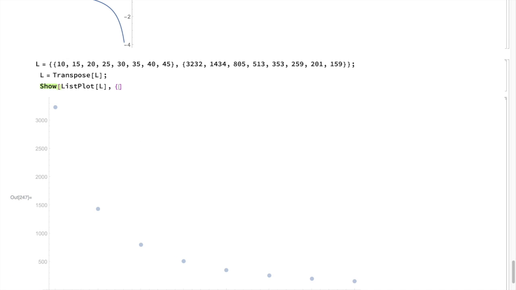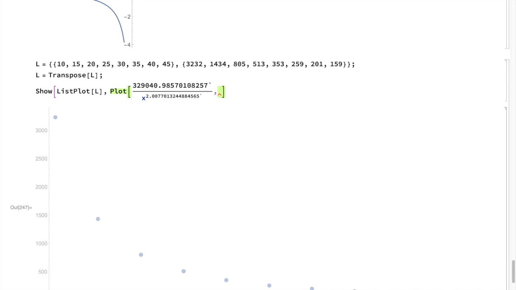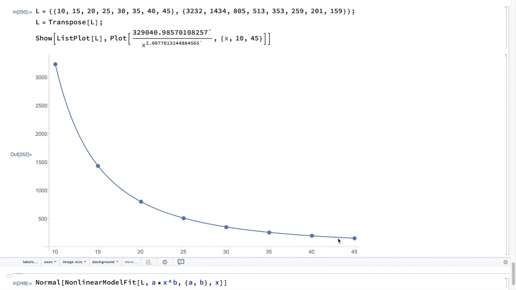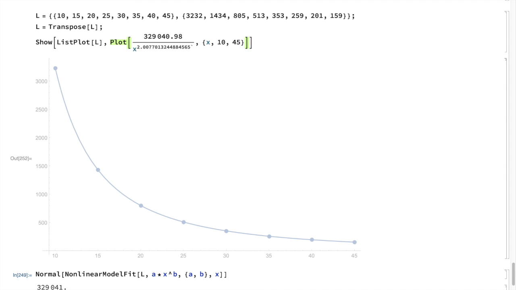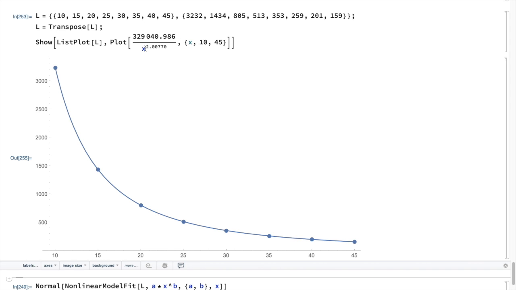Let's actually plot that thing from x 10 to 45. Aha! Yeah, wow, that looks really, really spot on. You know what I'm saying? We got a ton of decimals though, so why don't we actually clean that up a little bit here? Okay. So this is x to the negative 2.0077 power. We're allowed to have decimal powers here. It's totally fine here. And our stretch factor here is 329,000. It's huge. But it seems to fit the data pretty nicely.